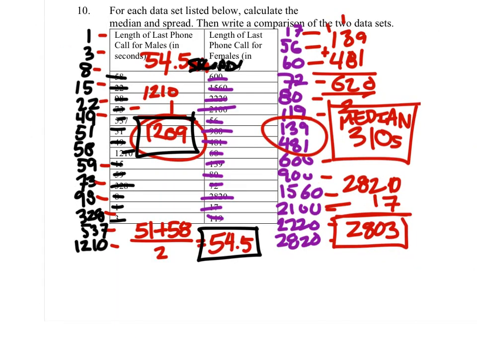All right, the two data sets, we can see that the boys have a smaller median, because most of the values were less. The boys had a smaller minimum and a smaller maximum in comparison. And also there was less spread for the boys. So it's more condensed as far as how much they talk on the phones.